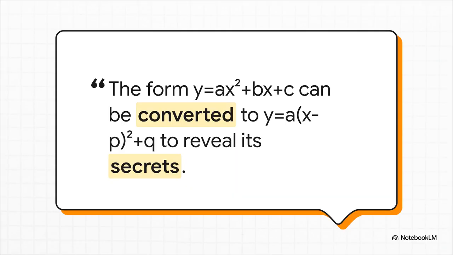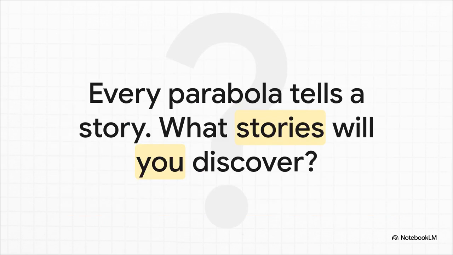And just so you know, that more complicated-looking equation we saw at the very beginning, the y equals ax squared plus bx plus c, that's not some different, scary kind of function. It's actually just our standard form in disguise. You can always do a little bit of math to convert it and reveal all of its secrets, like where its vertex is hiding. So now you have the key.